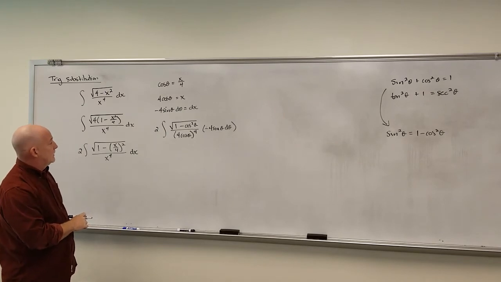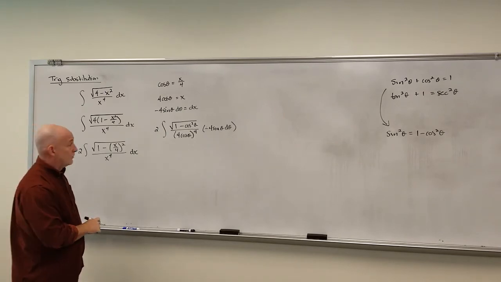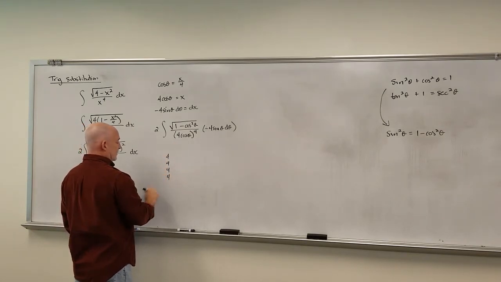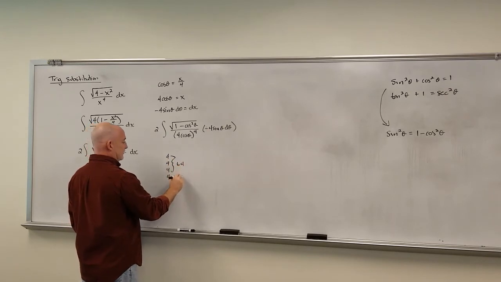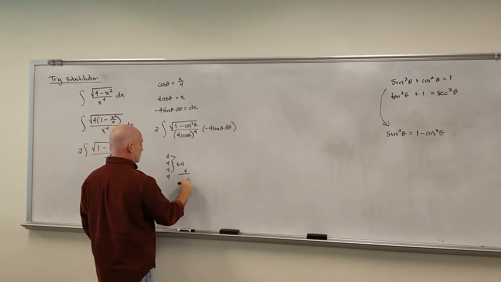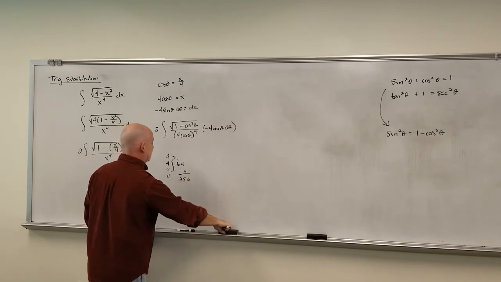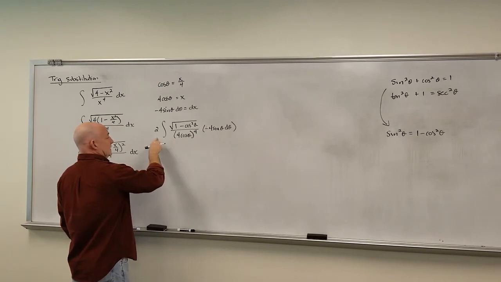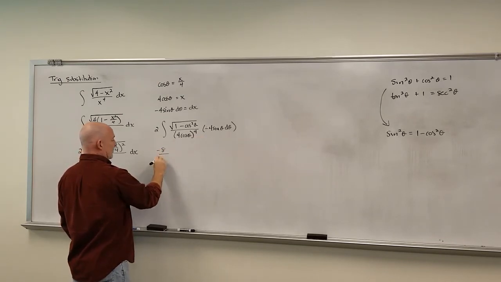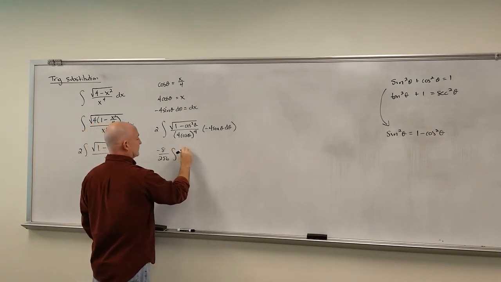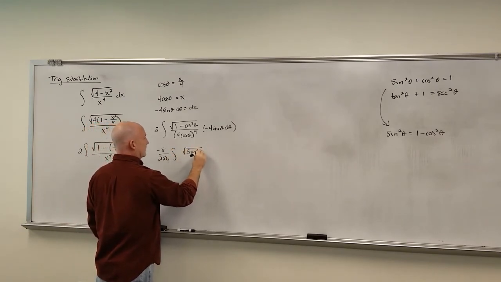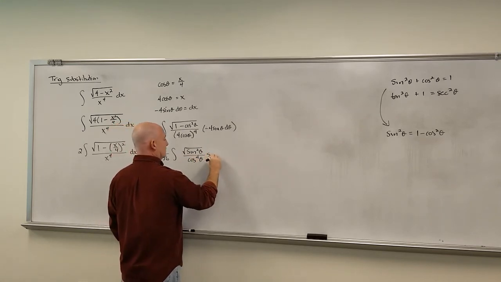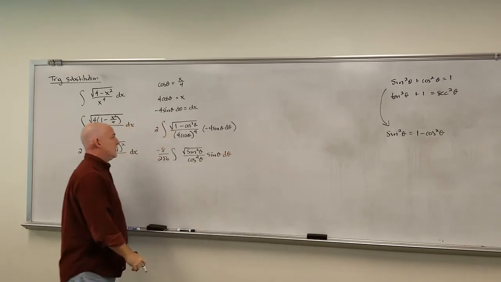All right, let's simplify the numbers. Down here I have 4 to the 4th. That's 4 times 4 times 4 times 4. Three of them are 64, and another 4 will be 256. So we get negative 8 over 256, and I know this will reduce. We're going to have the square root of sine squared theta all over cosine to the 4th theta times the sine of theta d theta.